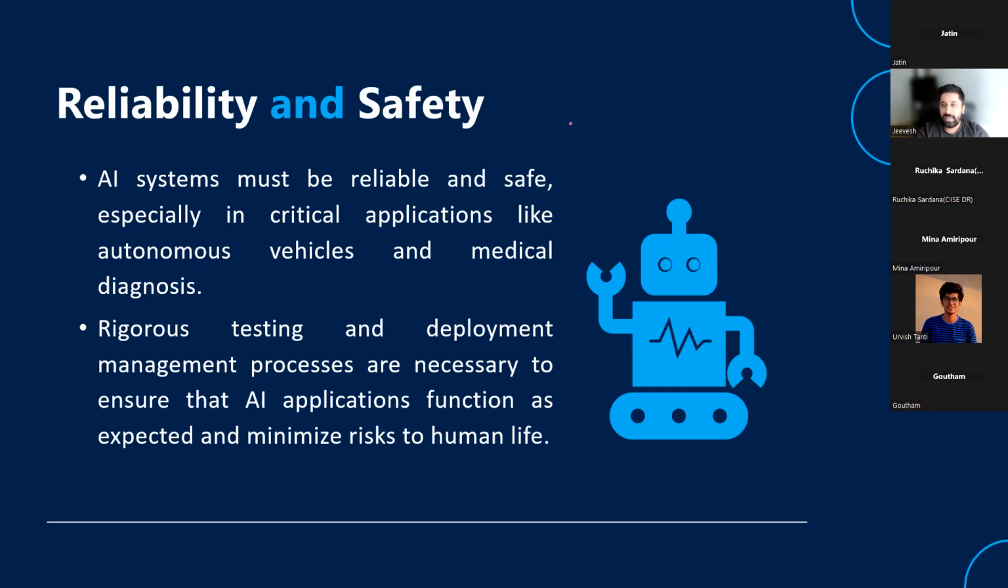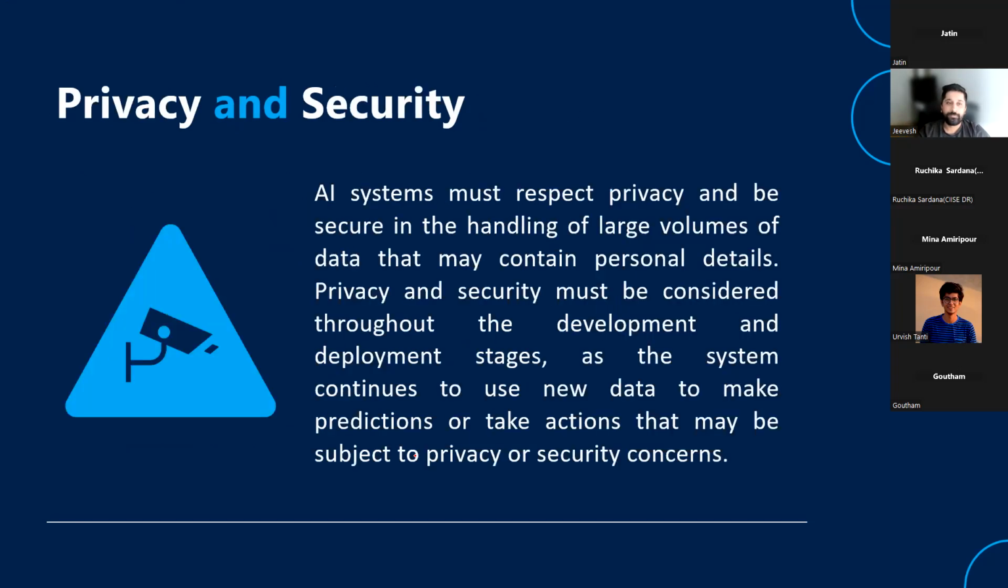And then you can have very high standards. So if your AI is not passing that, let it not do it at all, because you do not want it to be life threatening for anyone. That's why rigorous testing and development management processes are necessary to ensure that AI applications function as expected and minimize risk to human life. Exactly the same things that I was talking about.